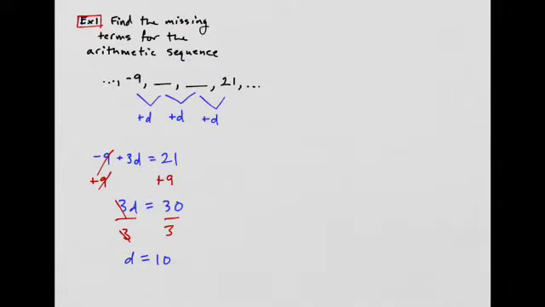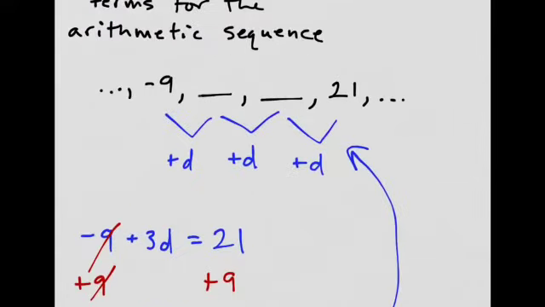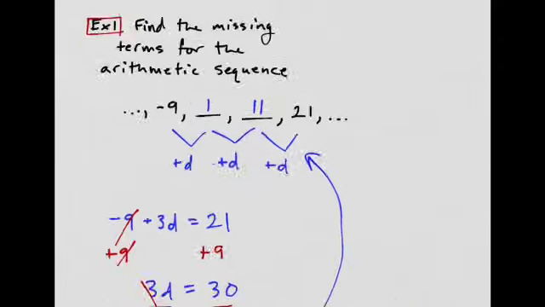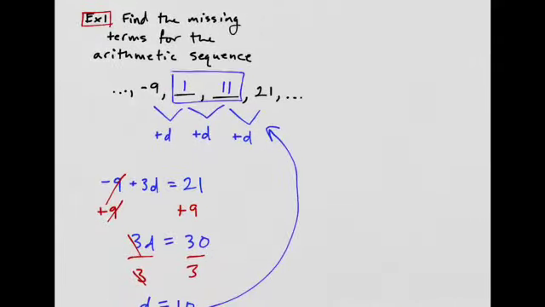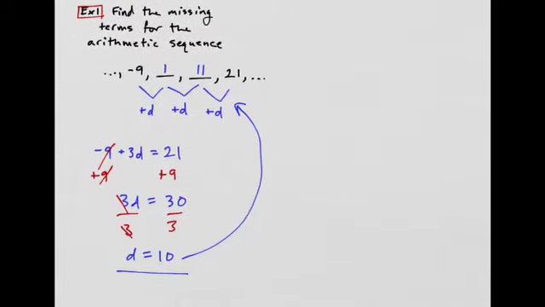But remember, it's not asking for the common difference. It's asking for those missing terms. So if we do it like this, then we still have to go back and figure out what these terms are. And we already did that, but if we took -9 plus 10, that was 1. 1 plus 10 is 11, and 11 plus 10 is 21. So those are the answers, the 1 and the 11, because that's what it was asking for.